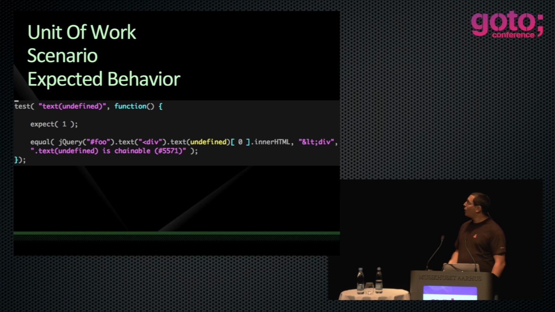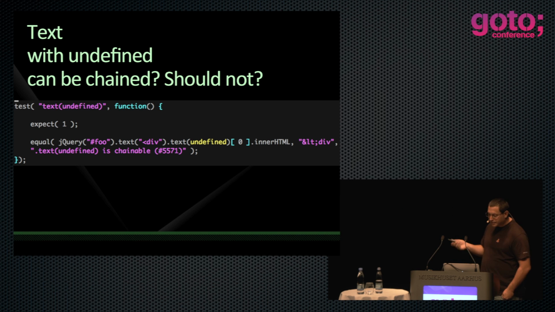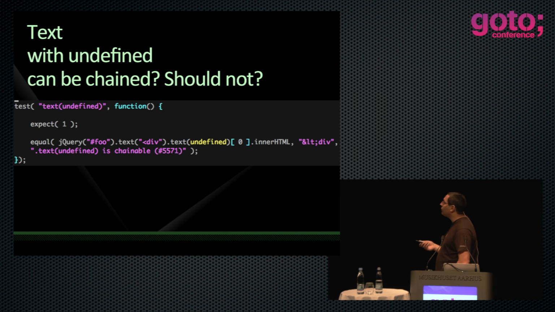And then we have scenario, which is under which conditions are we testing. In this case, the scenario is undefined. And then the expected behavior. And it should be in the name. So in this case, it would be text with undefined, and then I would either write can be chained or should not be chained. Either one.